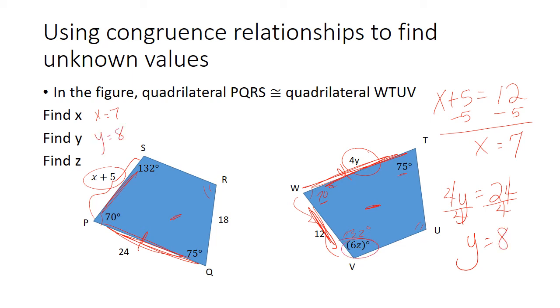Z is in this angle right here. We also know from our congruent relationship there that 6z is equal to 132. So to find z, I would need to divide that 6 off of my z. 132 divided by 6 is 22. So z is 22 degrees.